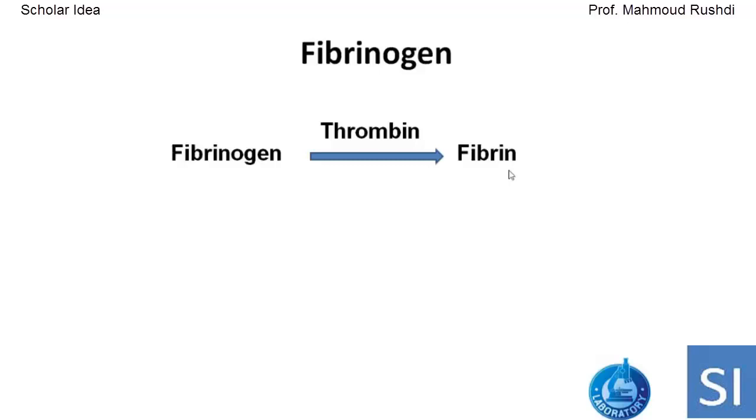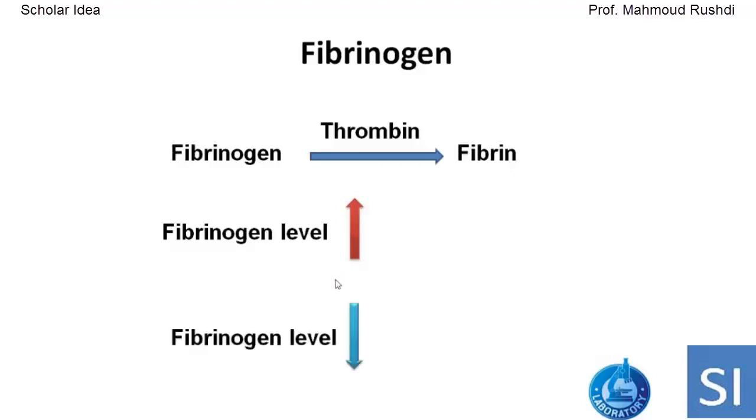Also, fibrinogen is an acute phase protein, and its level is elevated in cases of inflammation. Plasma fibrinogen level is elevated in cases of inflammation because it is one of the acute phase proteins. Also, fibrinogen level will decrease in cases of chronic liver diseases, leading to bleeding tendency, characterized by increased coagulation time and bleeding time.